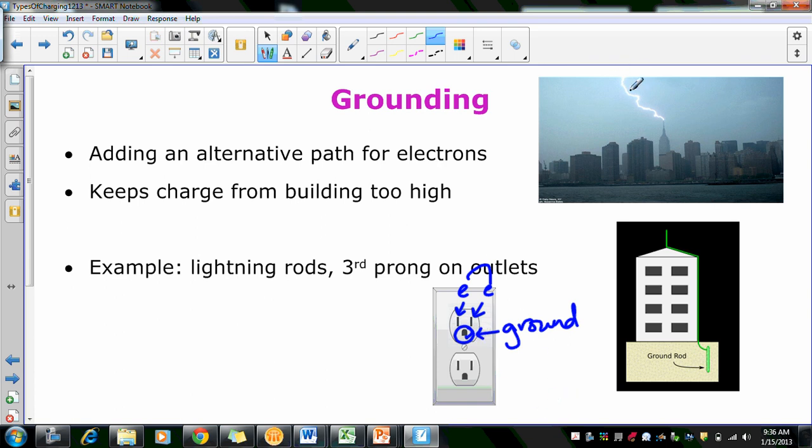The way lightning rods work, remember they have two purposes. One is to prevent lightning from actually happening, but the second is if there is actually a lightning strike, so lightning coming in and hitting the lightning rod, it provides an alternative path for that charge to go back to the ground. So an alternative path.